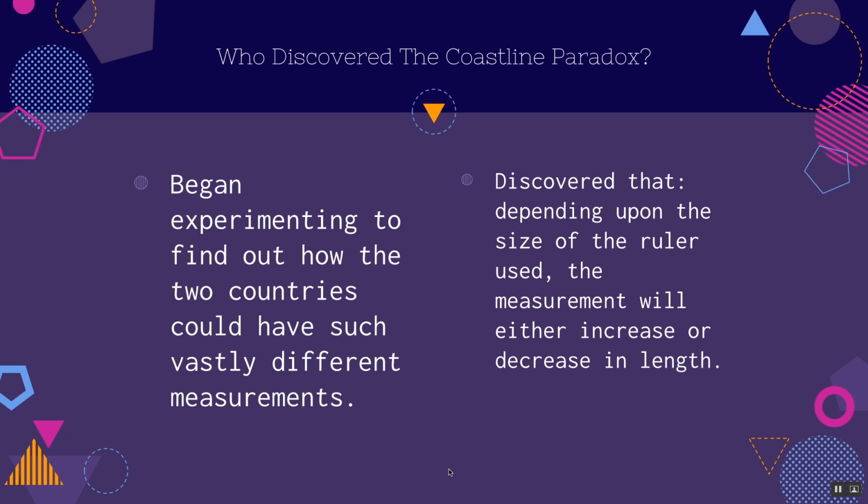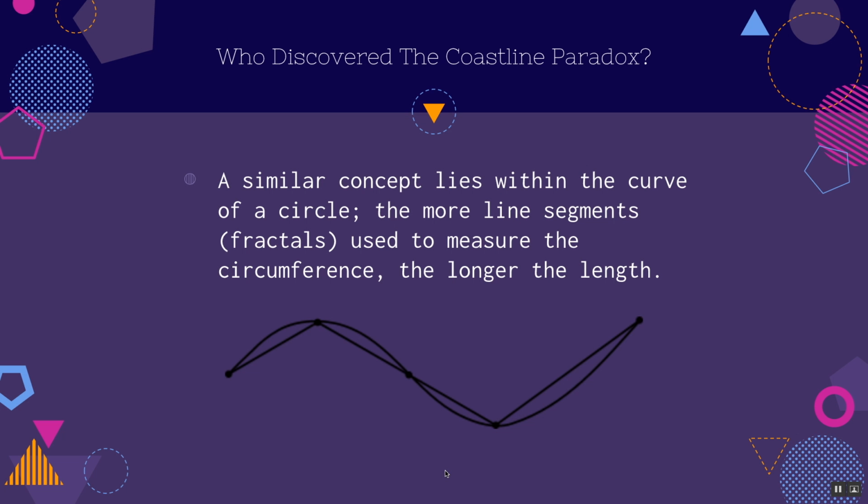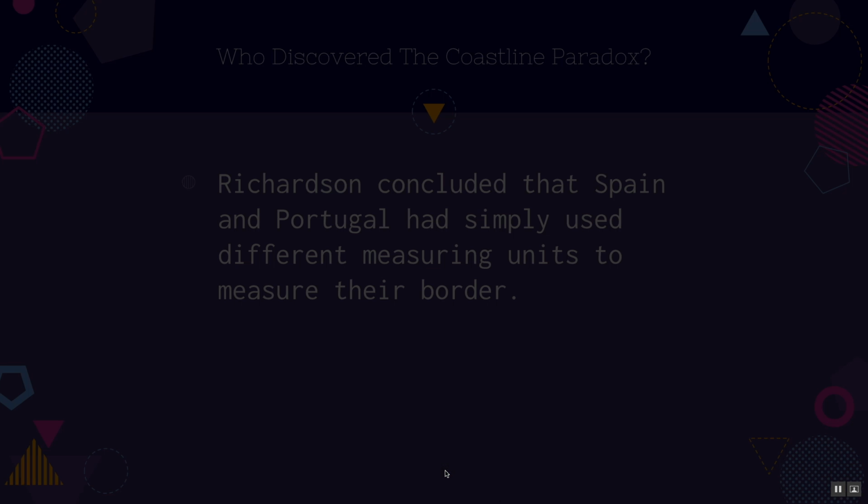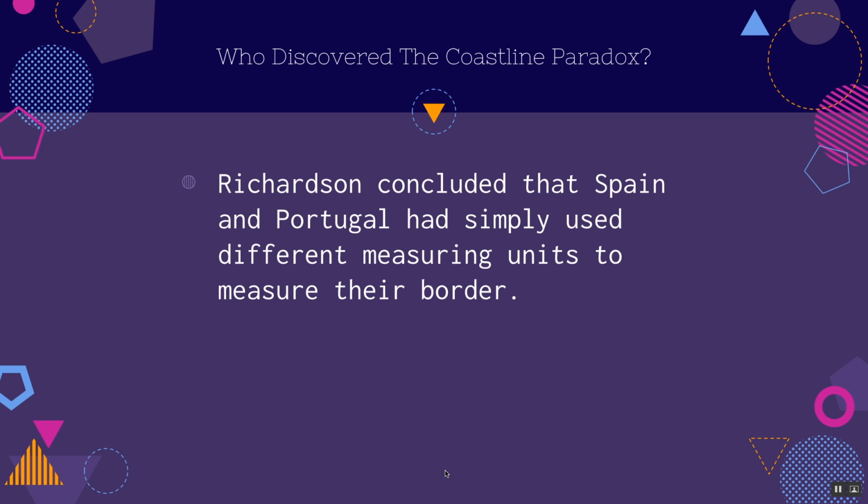He discovered that, depending upon the size of the ruler used, the measurement would either increase or decrease in length. A similar concept lies within the curve of a circle. The more line segments used to measure the circumference, the longer the length will be. After testing, Richardson concluded that Spain and Portugal had simply used different measuring units to measure their border, thus creating the inconsistency.